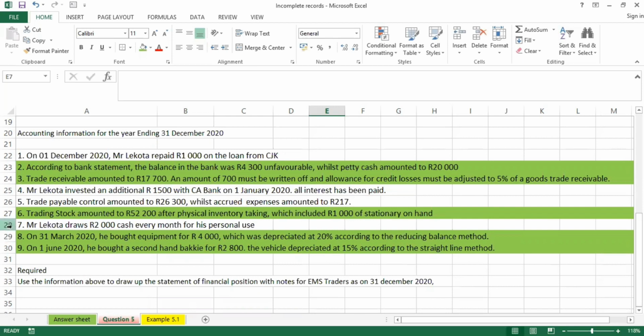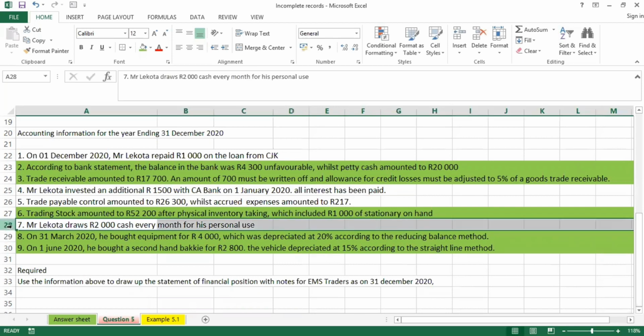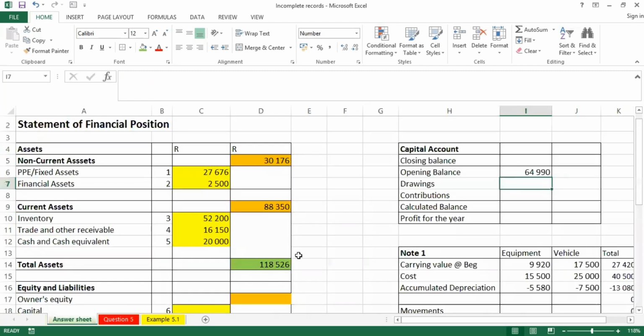Information number 7, they tell us Mr. Lekota draws 2,000 cash every month for his personal use. So every month this person draws out 2,000. So our drawings equal 2,000 times 12 for 12 months, and then we have 24,000. This is supposed to be a negative amount, so let me just bracket that: (24,000).